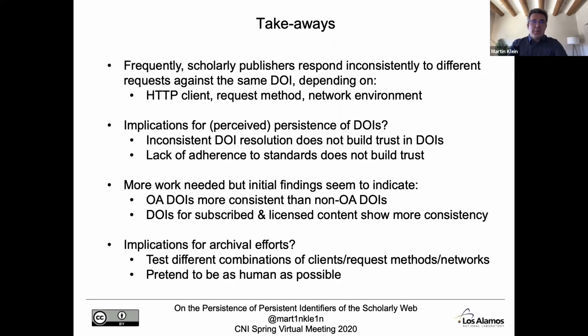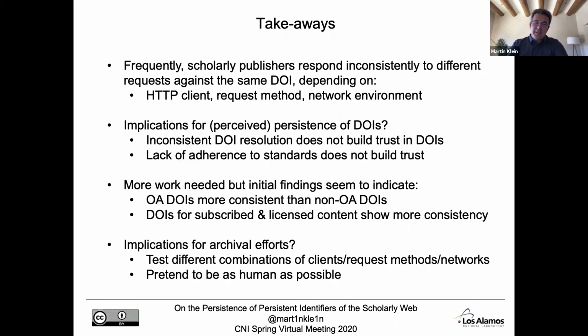As indicated, obviously more work is needed in this realm, but it seems that initial findings indicate DOIs that identify open access content show a little bit more consistency than those that identify non-open access content. And the same seems to hold true for DOIs that identify content that our institution has a license agreement with. I would like to, of course, repeat those sorts of experiments in different institutional setups to see whether that is a reproducible pattern or whether, for some reason, this is an outlier.